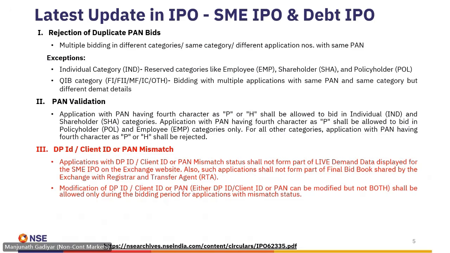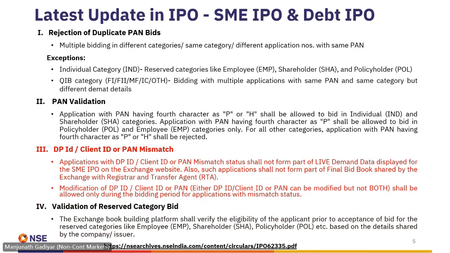Great, great. Now, apart from these key updates, any other operational updates you want to share with participants? Yeah. So the exchange book building platform shall also verify the bids for reservation categories like employee, shareholder, or policy holder based on the details provided by the company or the issuer. The exchange has issued a circular. The circular number is IPO 62335, in which all the details which we have just mentioned are there. So for better understanding, you can all also refer to this particular circular.